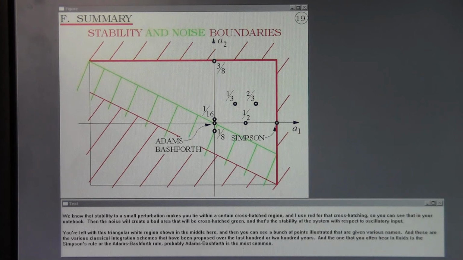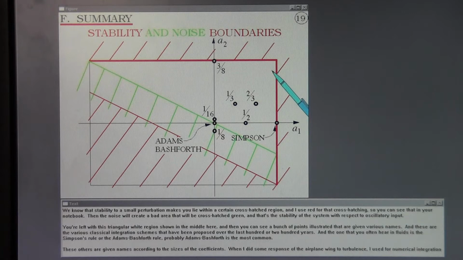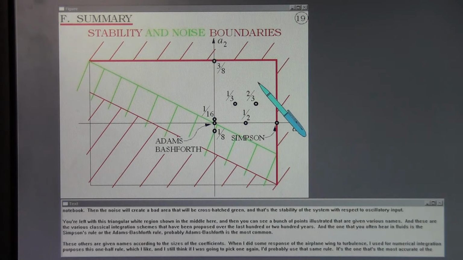That's the stability of the system with respect to oscillatory input. You're left with this triangular white region shown in the middle here, and then you can see a bunch of points illustrated that are given various names, and these are the various classical integration schemes that have been proposed over the last 100 or 200 years.